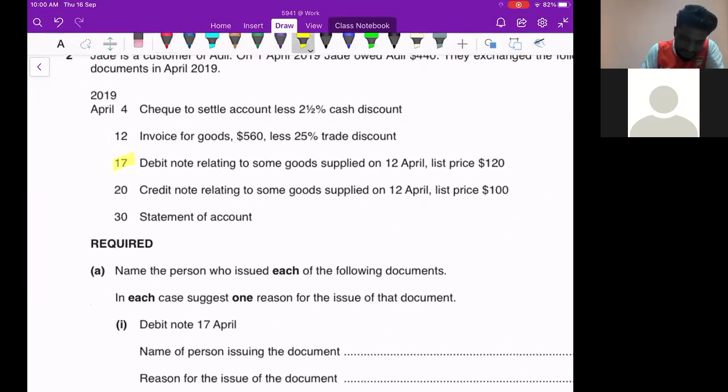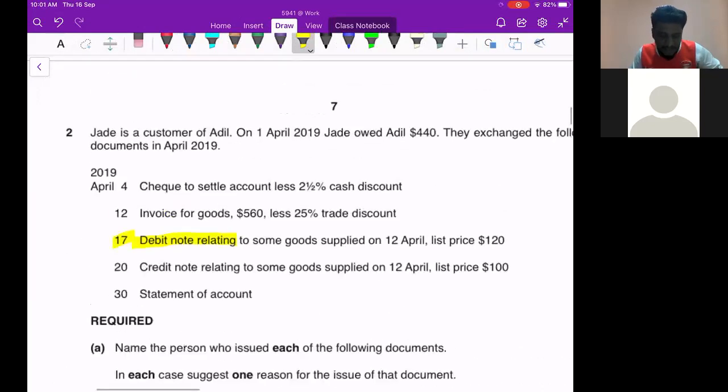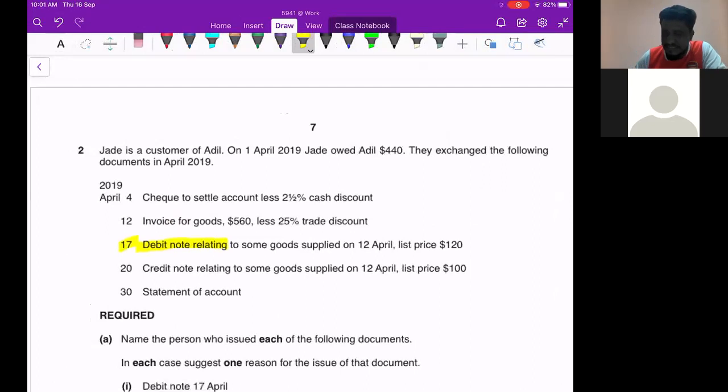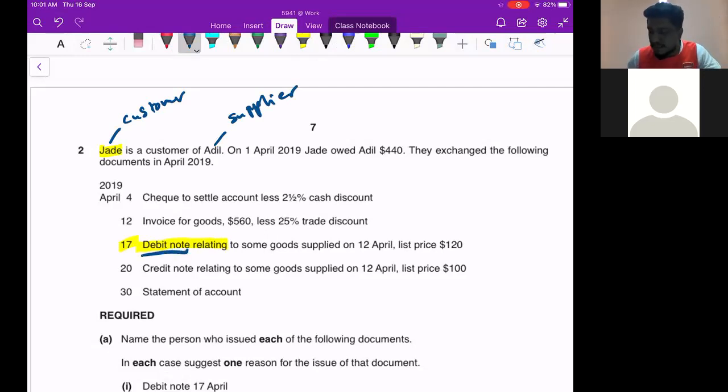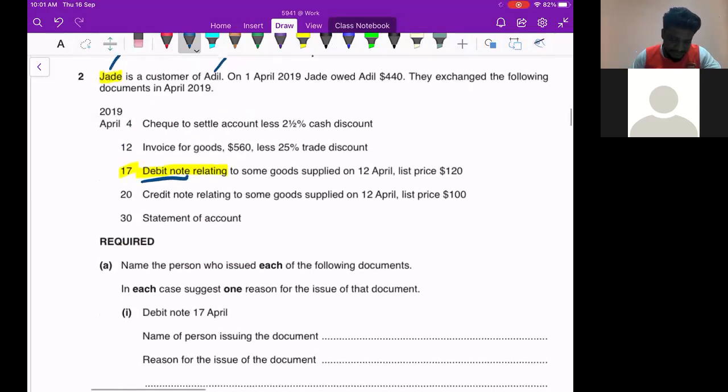On the 17th, debit note relating to the goods supplied on the 12th. Before that, you need to decide who is the customer, who is the supplier. Jade is a customer of Ideal. So Jade is the customer, Ideal is the supplier. Now debit note will be issued by the customer or supplier? Very good. Debit note is issued by the customer. So who is the customer? Jade.